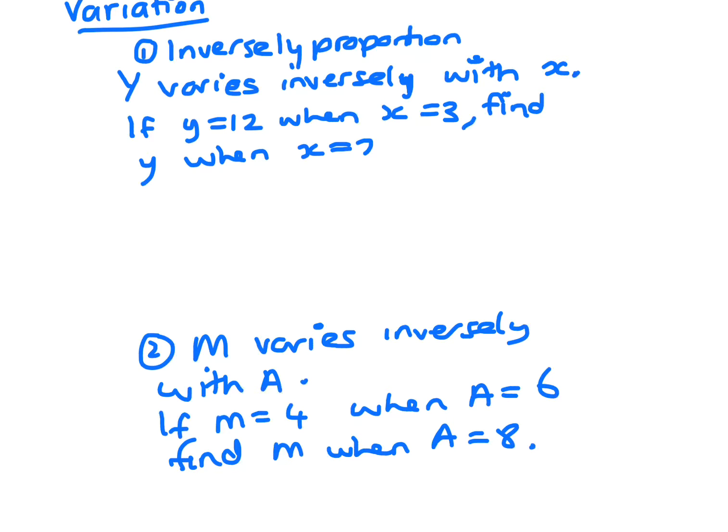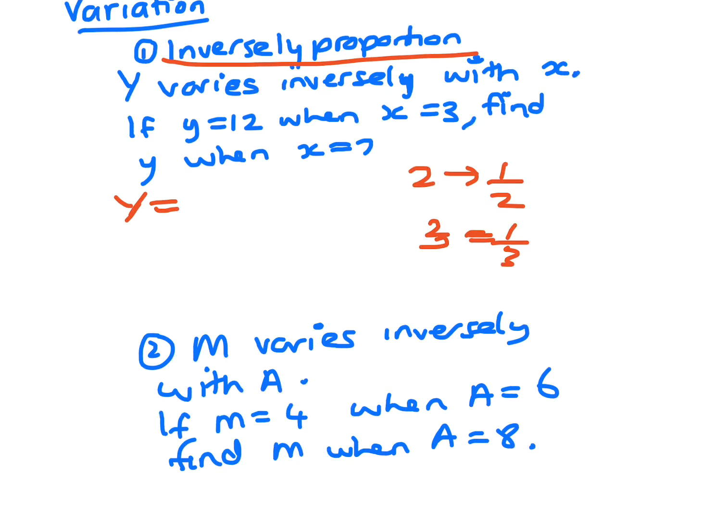Variation. So just going to look at inversely proportional, also called inverse variation. So it says y varies inversely. Now the inverse is when you flip it. So the inverse of 2 is 1 over 2. The inverse of 3 is 1 on 3. The inverse of 1 on 5 is obviously, flip it back the other way, 5.